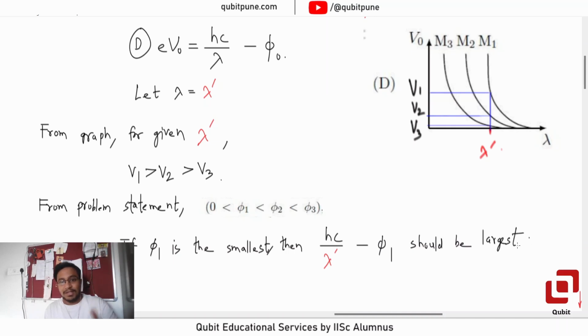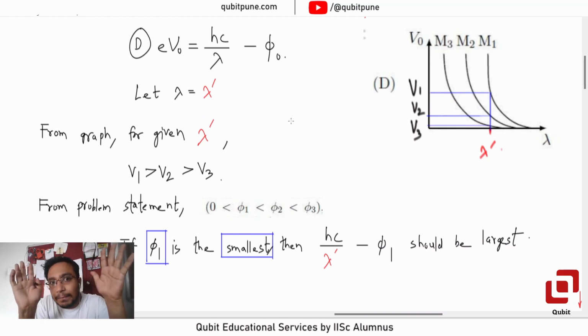Is it true? Is V1 greater than the other two? Yes, right? Raise your hands if you get my argument. I am saying if phi 1 is the least, that means you are subtracting as small a number as possible from the given set of numbers phi 1, phi 2, phi 3. hc by lambda is constant because we have fixed lambda as lambda prime. So for a given wavelength, hc by lambda is a fixed value.